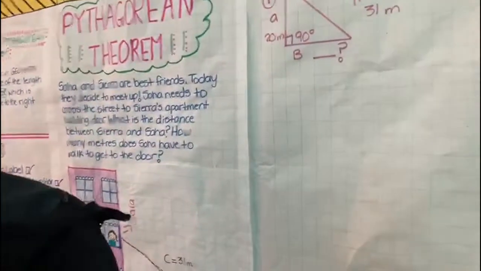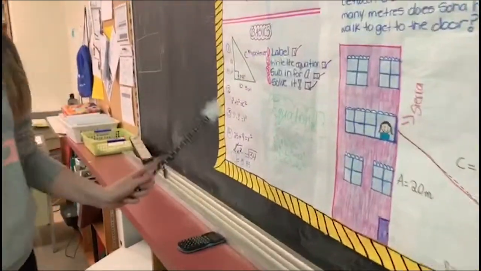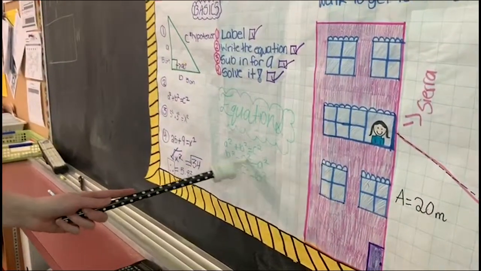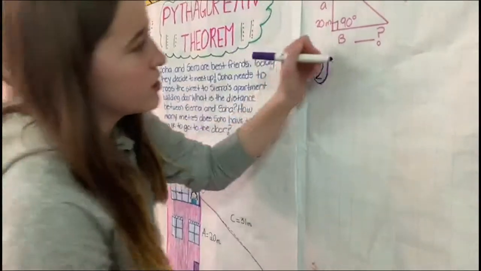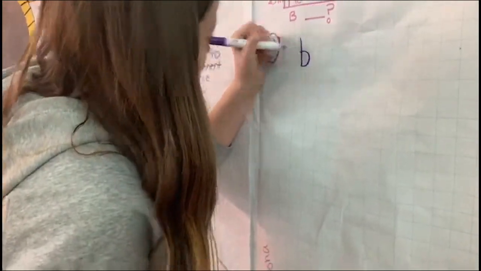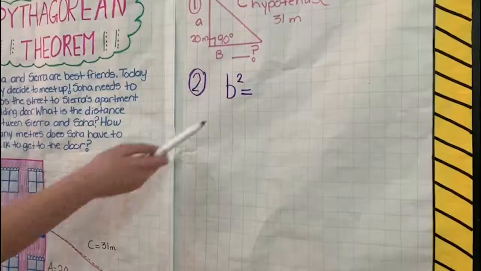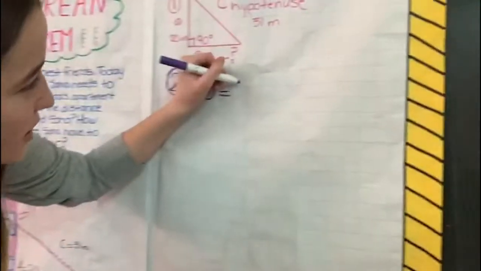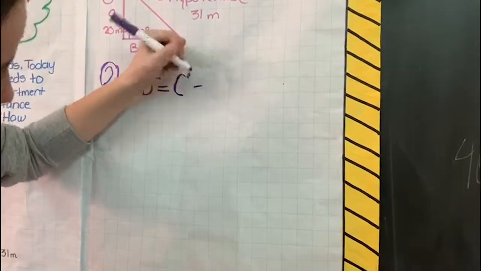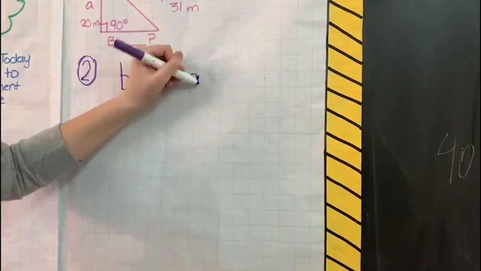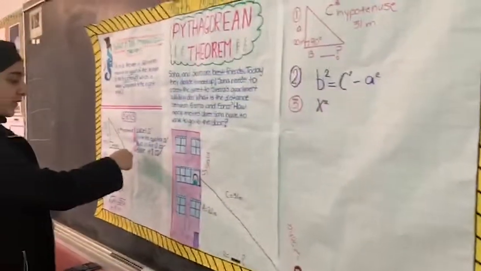Now, I'll let Sierra continue on and write the equation. So here are different types of equations, but since we don't know B, we're going to use this one. Alright, let's go back over here. And to help us out, we're going to write the equation with the letters in it first. So that's B squared. We got the B squared, and now we need C squared and A squared. So C squared minus A squared.